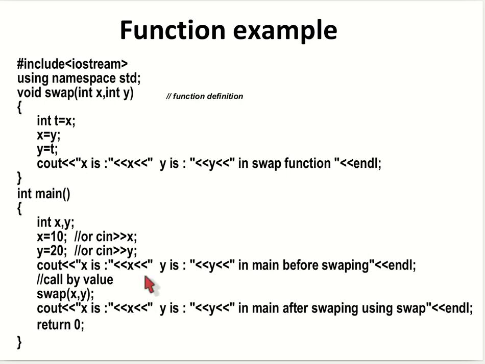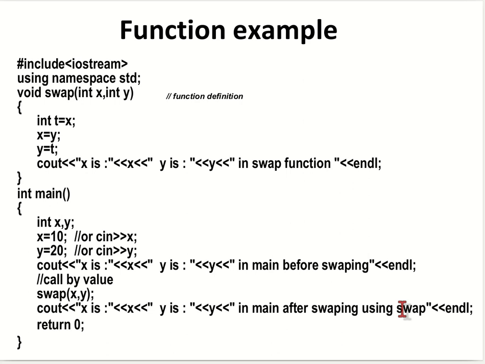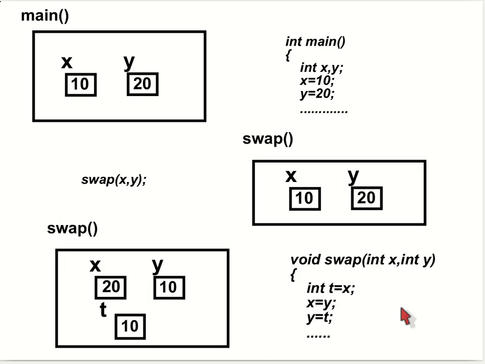So after the execution, inside main, x's value we haven't changed at all. We are sending only a copy of this x to this function. So in this line it will print: x is 10, y is 20 in main after swapping using swap. Okay, so let us see what's happening inside.